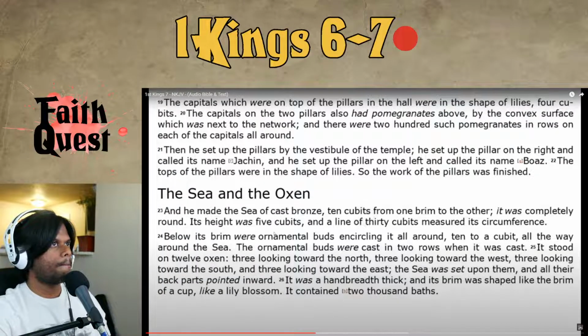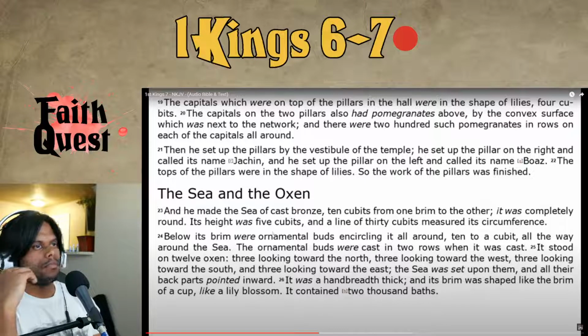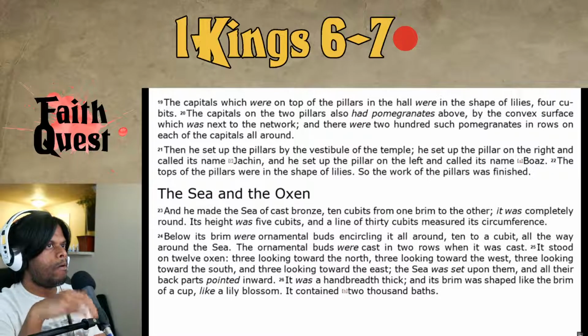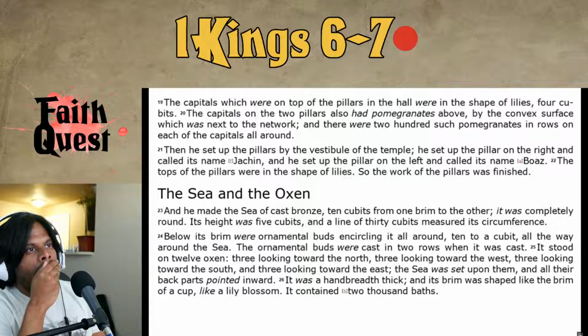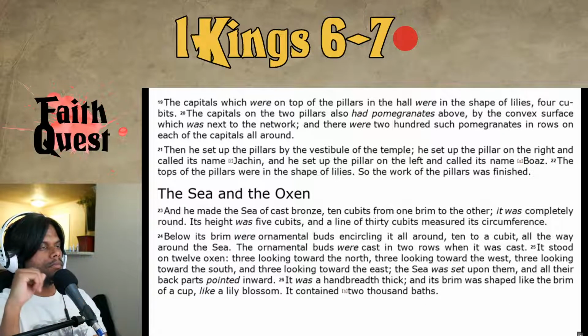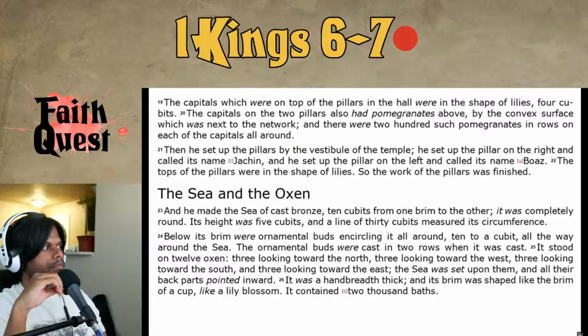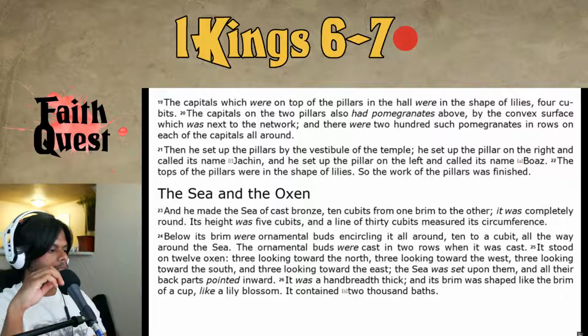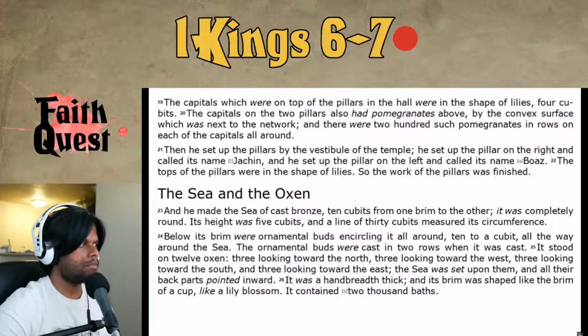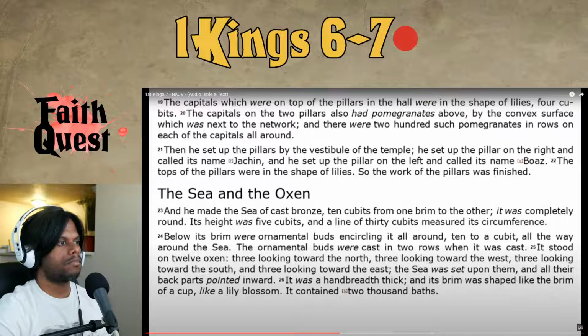The vestibule of the temple. He set up the pillar on the right and called its name Jachin, and he set up the pillar on the left and called its name Boaz. The tops of the pillars were in the shape of lilies. So the work of the pillars was finished. And he made the sea of cast bronze, 10 cubits from one brim to the other. It was completely round. Its height was 5 cubits, and a line of 30 cubits measured its circumference.